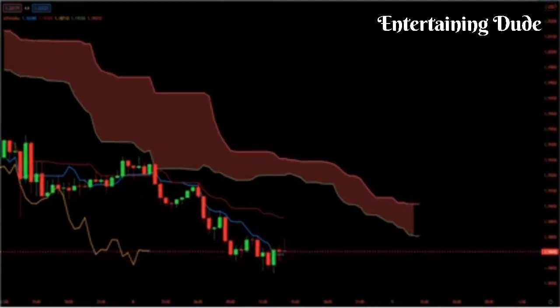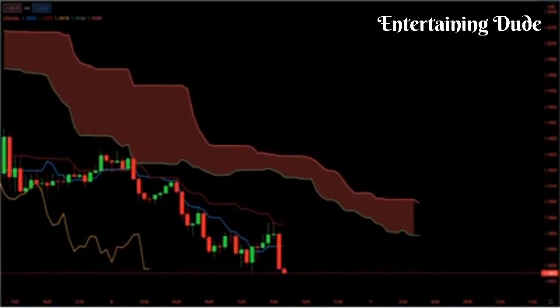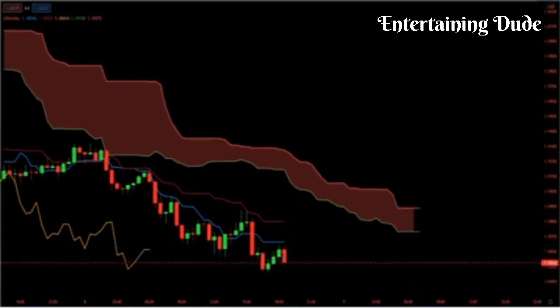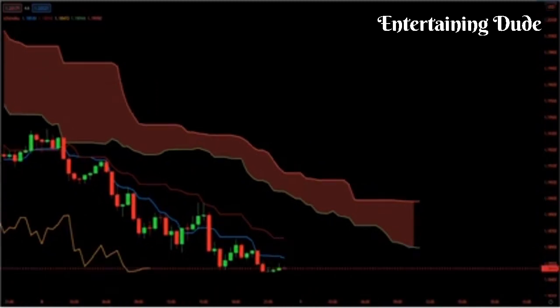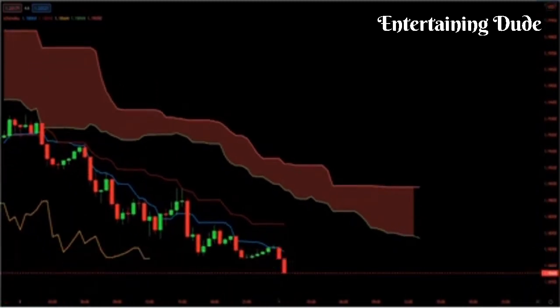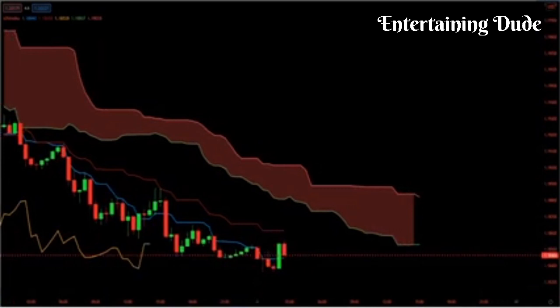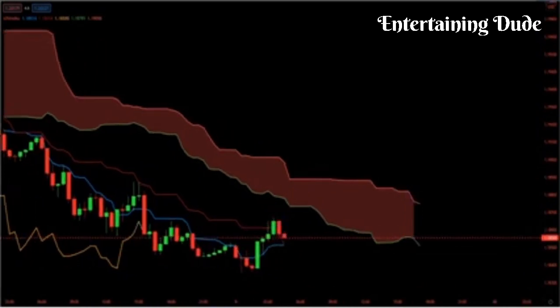Now, if you want to improve the stats of the Ichimoku cloud day trading strategy, you can always use the other elements of the Ichimoku indicator to filter out some of the false signals that will naturally show up. Next, let's see how to trade the Ichimoku indicator if you're a swing trader.